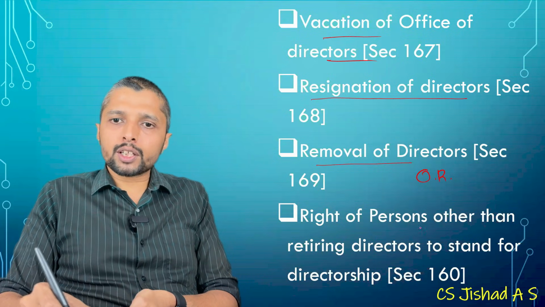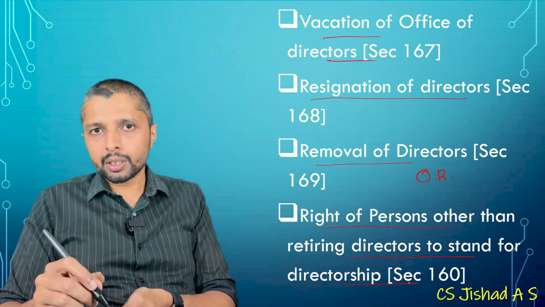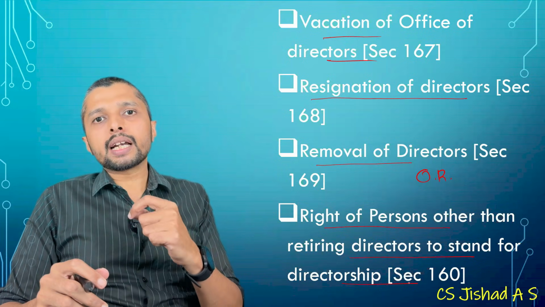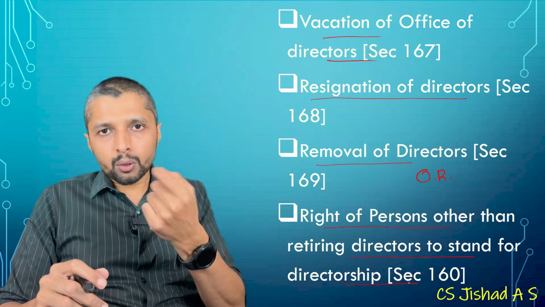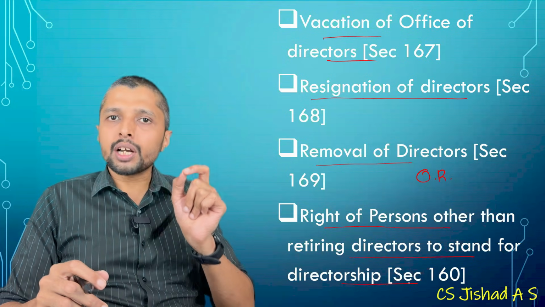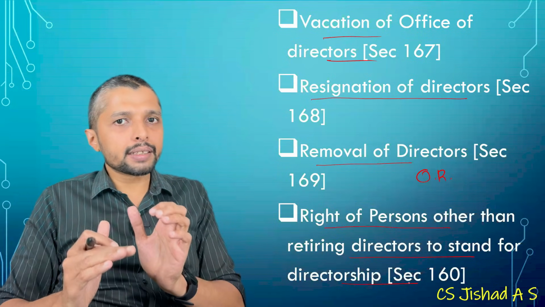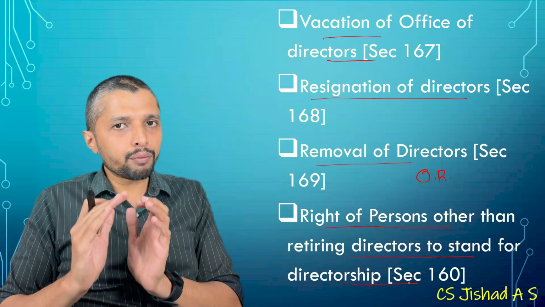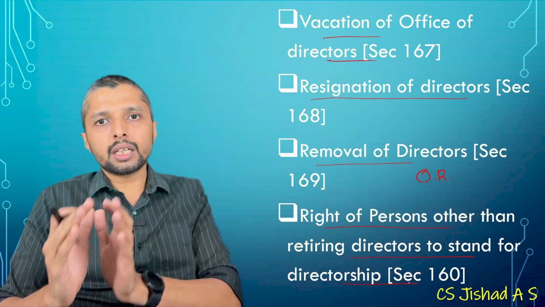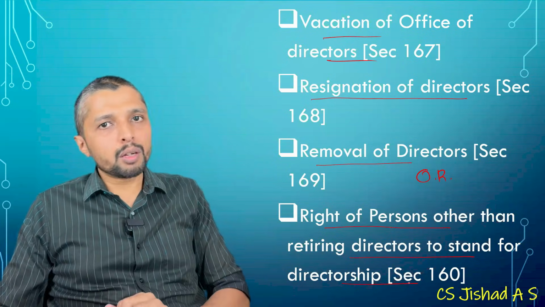Okay, then the right of persons other than retiring directors to stand for directorship. So if a person wants to stand as a director, or wants to participate in the election, 1 lakh or such higher amount has to be deposited with the company, and if he gets elected or if he secures more than 25% of the votes, he will be refunded that amount, otherwise the amount will be forfeited by the company.